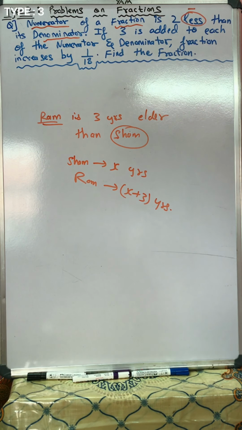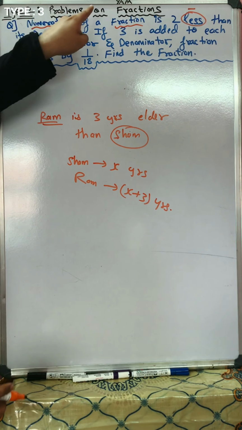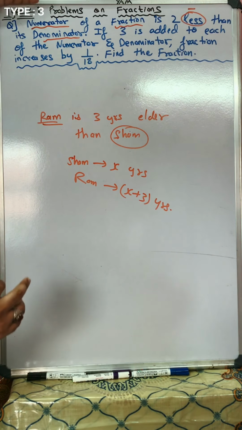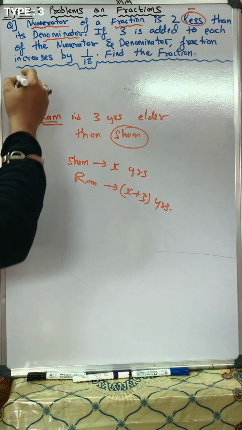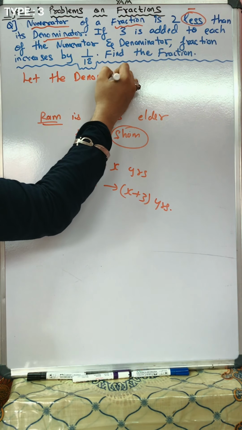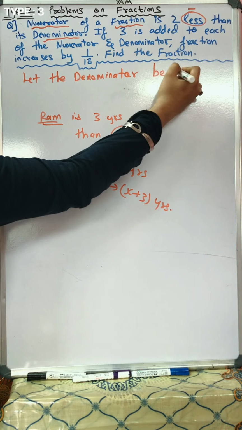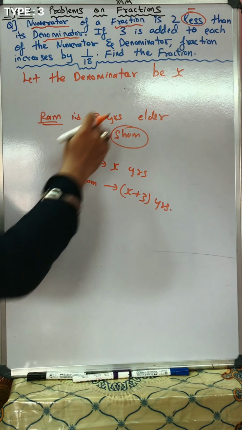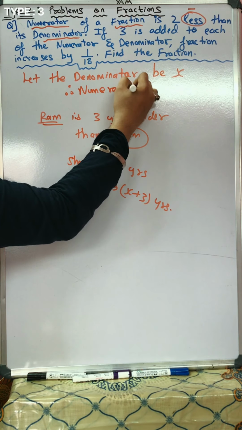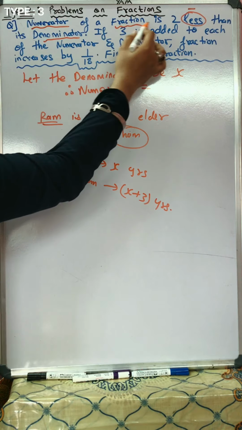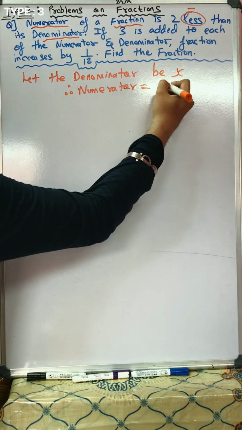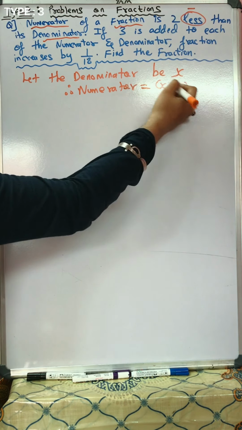denominator. Okay. So can I say numerator is dependent on the denominator? Once we get denominator, we can easily get numerator by subtracting 2. So at this stage, we'll say let the denominator be x. Let the denominator be x. Okay. So therefore, what will be the numerator? Numerator of a fraction is 2 less. 2 se kam hai. Less means minus. Then denominator. Numerator will be x minus 2. 2 se less. So x minus 2.